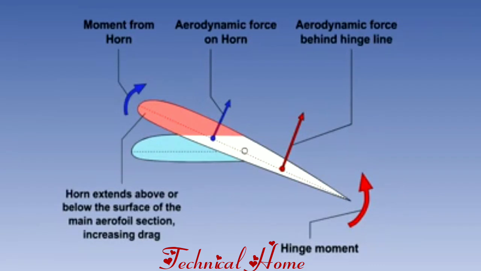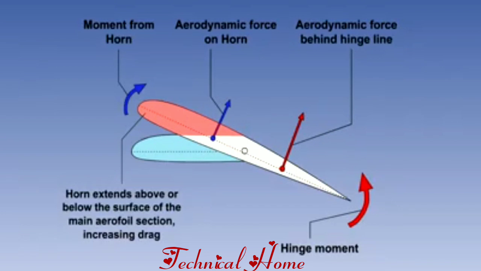Design of the horn balance will mean that during operation, the horn extends above or below the surface of the main aerofoil section. This will cause an increase in drag. Horn balance is commonly found on rudders and elevators.